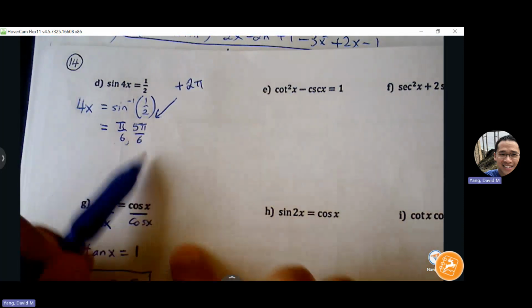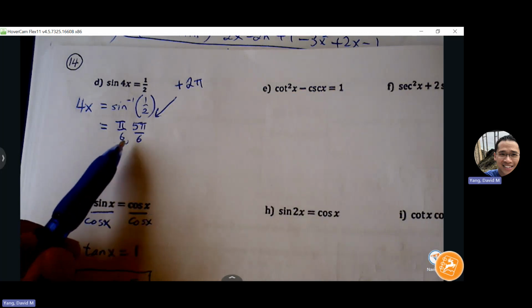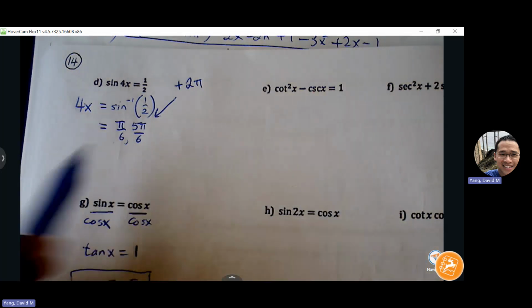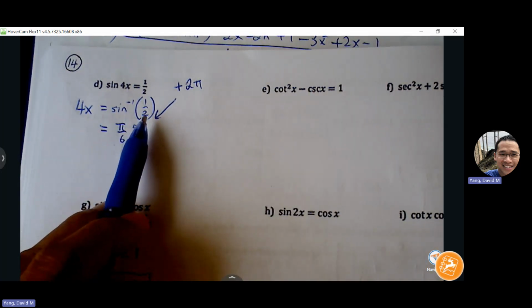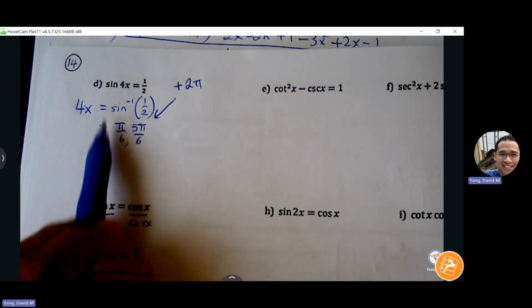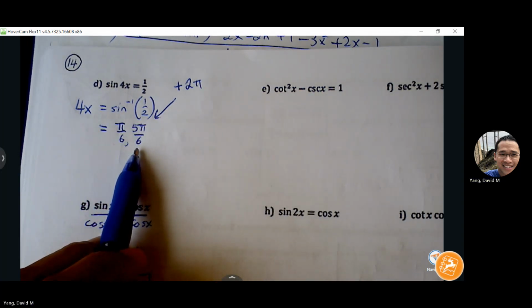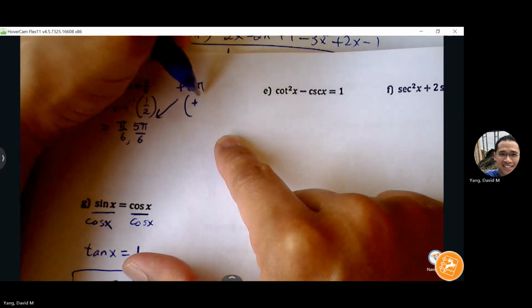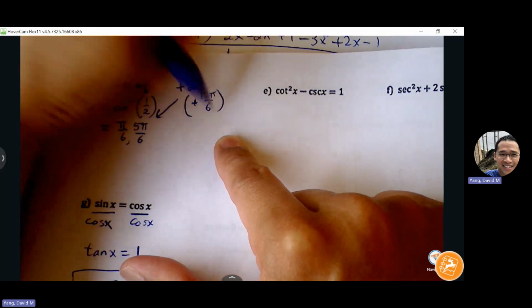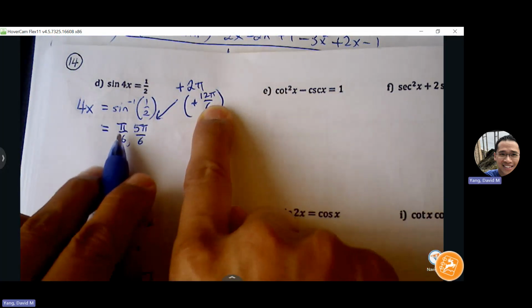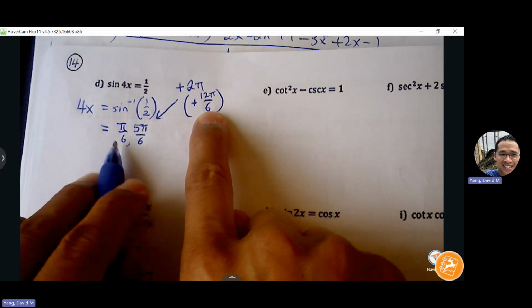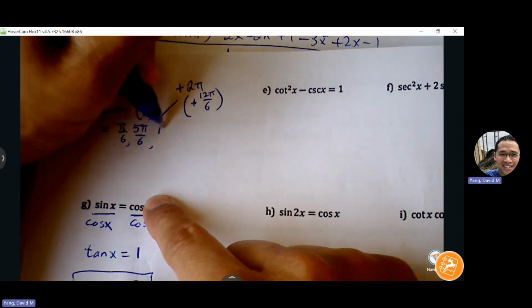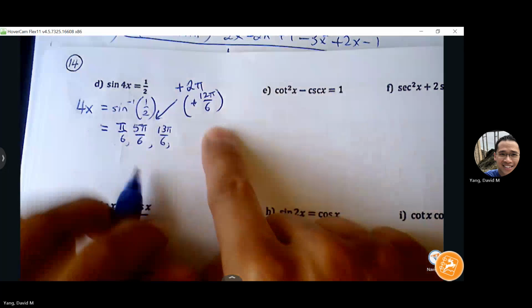Because if I add 2 pi, I get more locations where the sine is going to end up being 1/2, because sine is going to keep oscillating and it's going to eventually hit 1/2 over and over again. So to find more coterminal angles, we're going to add 2 pi. Add 2 pi is the same thing as plus 12 pi over 6 if I want to match the denominator. So 1 plus 12 is 13, so 13 pi over 6.